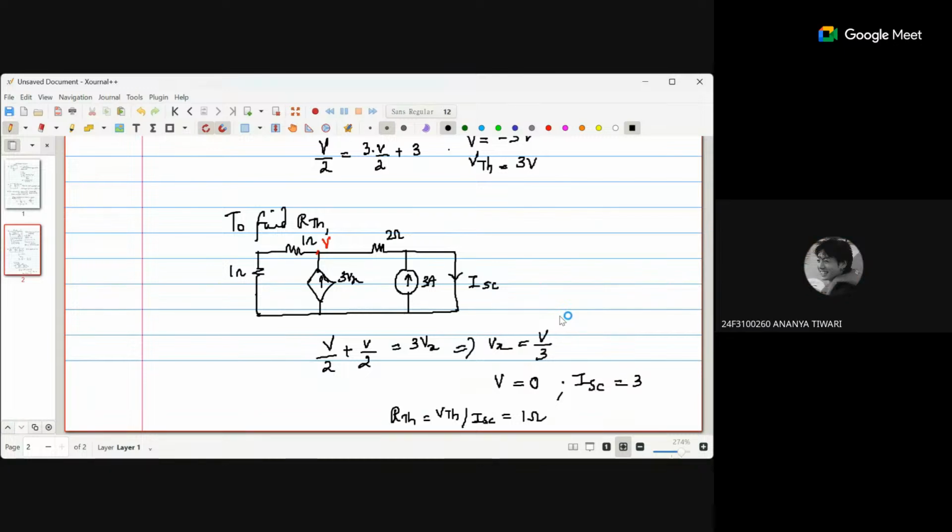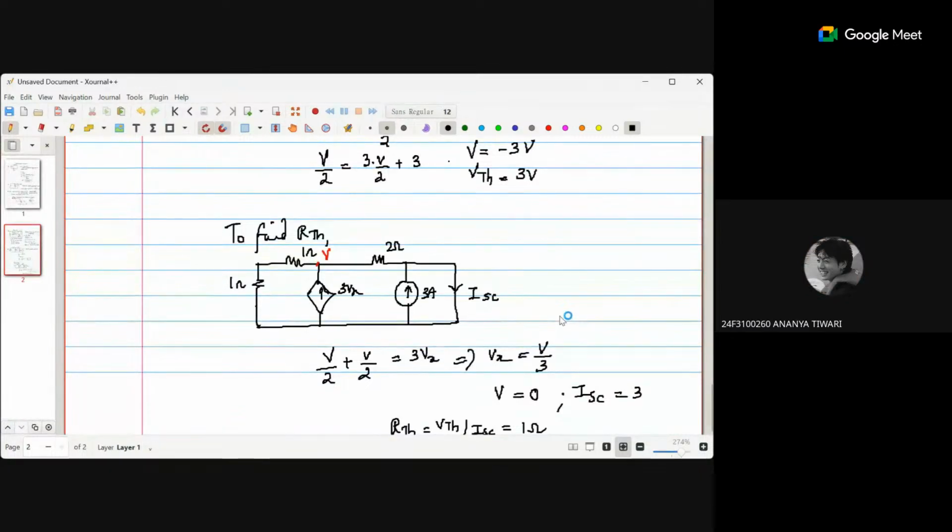Now here, how did you write that P is equal to 0? She just applied V equal to 0 and checked ISC.